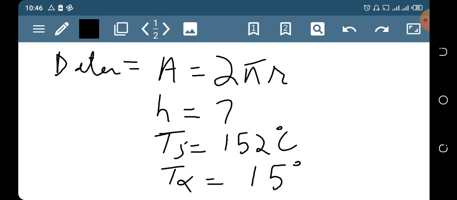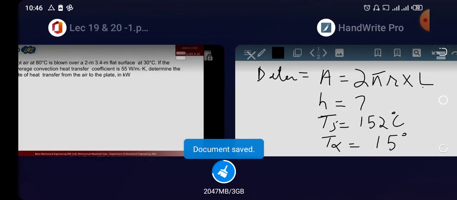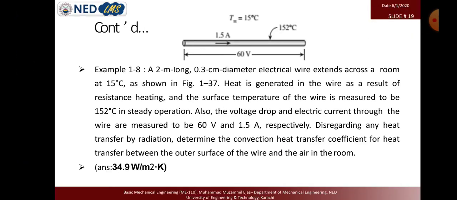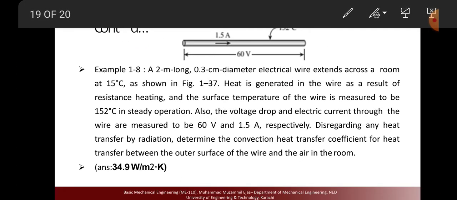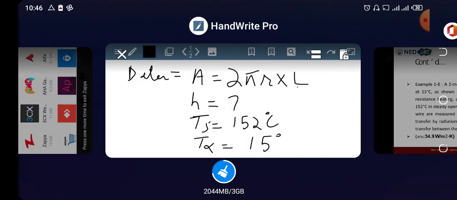The value of A will be 2 pi r, the circumference, multiplied by the length. We also have to multiply it with the length. If we look at the picture, the circumference 2 pi r is elongated over the whole length, and the length is 2 meters and the diameter is 0.3 centimeter. So the area is 2 pi r, this circumference, multiplied by the whole length. We missed this when applying the formula.